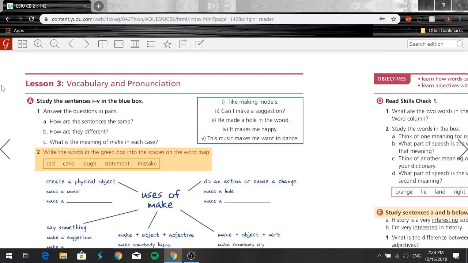Alright, you guys, so now let's move on to lesson 3, vocabulary and pronunciation. Here we have exercise A. Study these sentences 1 to 5 in the blue box. So we have, I like making models. Can I make a suggestion? He made a hole in the wood. It makes me happy. And the music makes me want to dance.